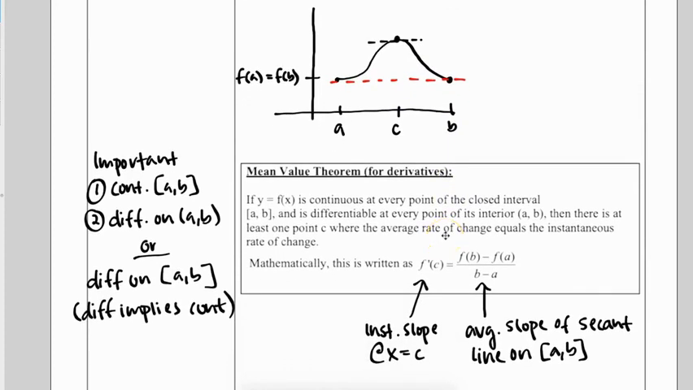All right, so I'm going to show you a proof of the mean value theorem in class. We're going to use Rolle's theorem to help prove it. I'm not going to do that in the video though. I want to jump straight into some application.